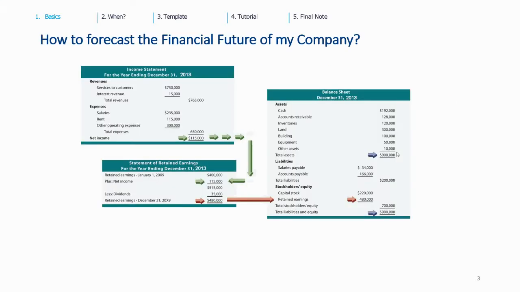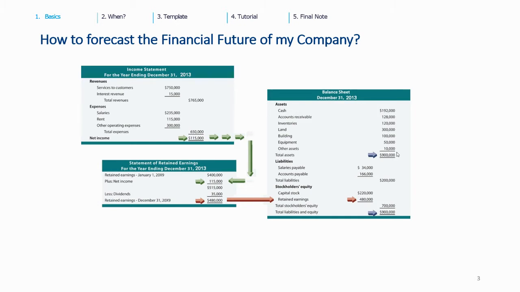So let's learn a little bit about the basics of financial projection and financial forecasting. When you want to predict what will happen in the future to your company, you are always dealing with four different types of documents. One of them is called the income statement, which shows the path of revenue in your company. It starts with the revenue and ends with the net profit or net income that your company has.